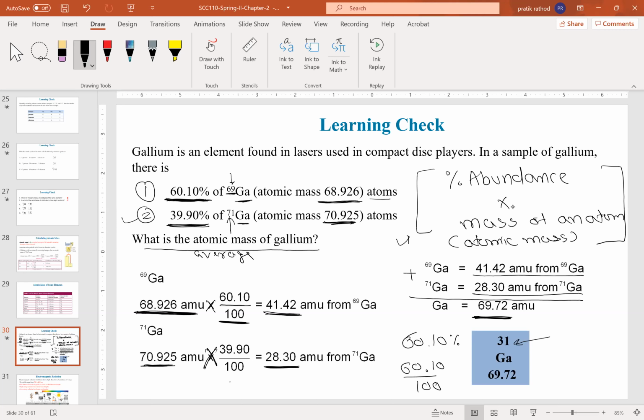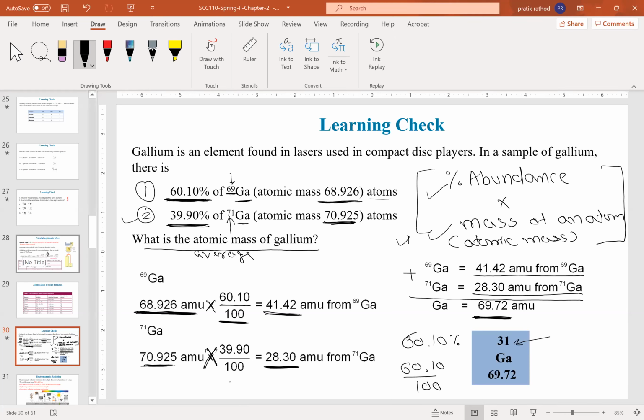Okay. Do you guys understand this? We always get the percent, right? Yeah, both of these numbers. The percentage abundance and the atomic mass for all the isotopes will always be given to you. Okay, great. So all you have to do is just use the formula that I just showed you and plug in the numbers.